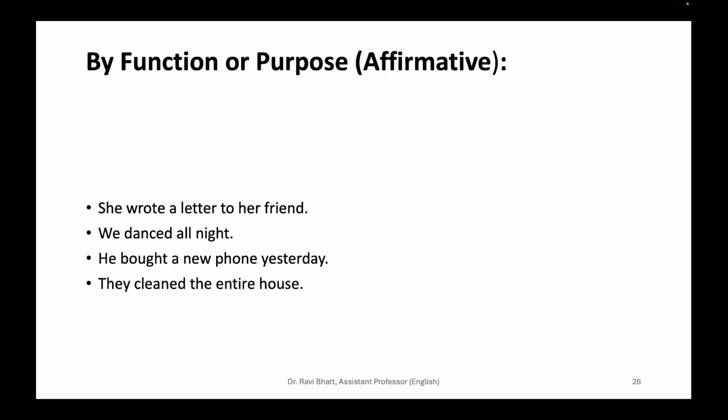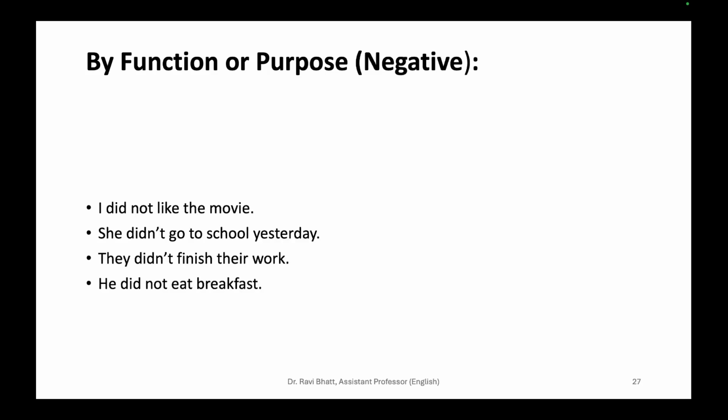Then affirmative sentences by function or purpose. We have affirmative sentences. So these are positive statements. For example, she wrote a letter to her friend, or we danced all night. He bought a new phone yesterday. They cleaned the entire house. All right. So, what are these? These are affirmative sentences. And the last is negative sentences.